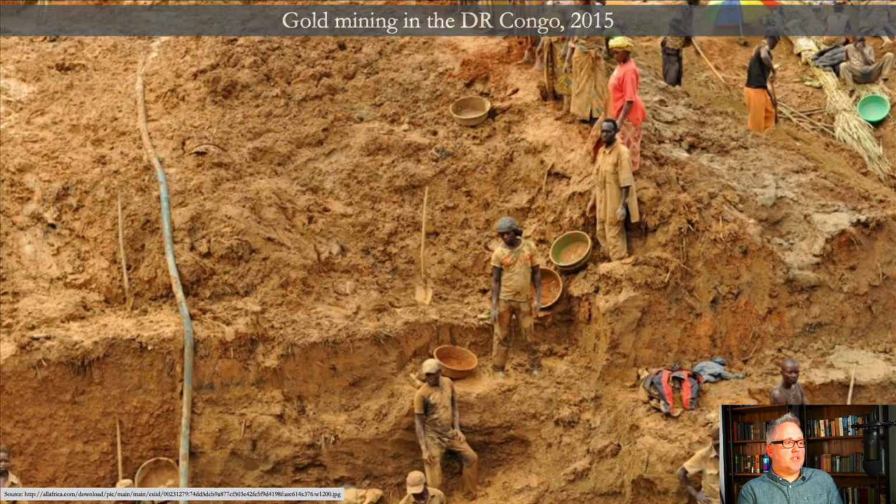Next example is of artisanal gold mining in the Democratic Republic of Congo in 2015. Why in this day and age are people still using their hands, buckets, and other tools to dig precious metals and gemstones in some of the poorest and most conflict-ridden areas of the world? Those of you who have cell phones, including, of course, me, are part of that global demand for raw minerals.